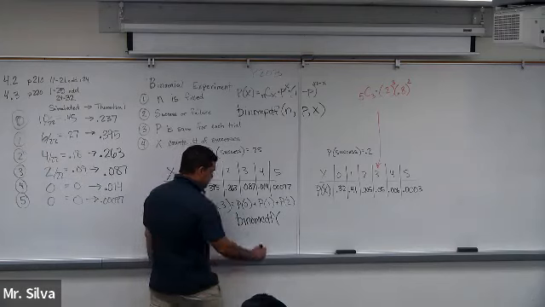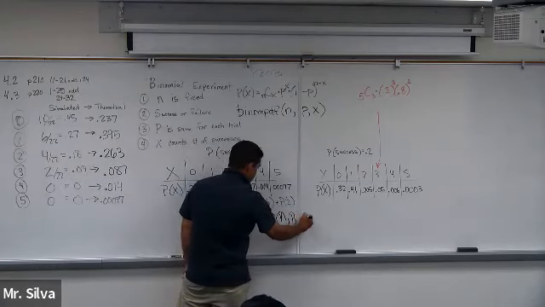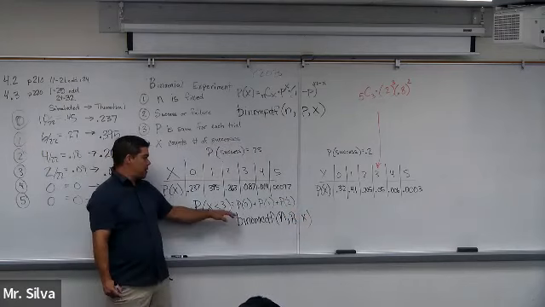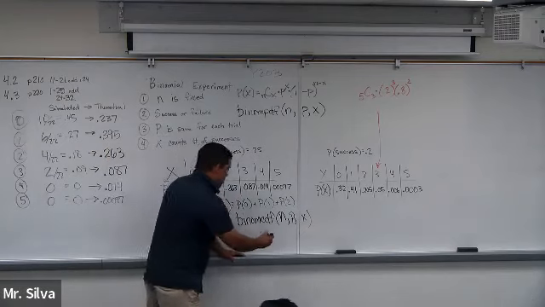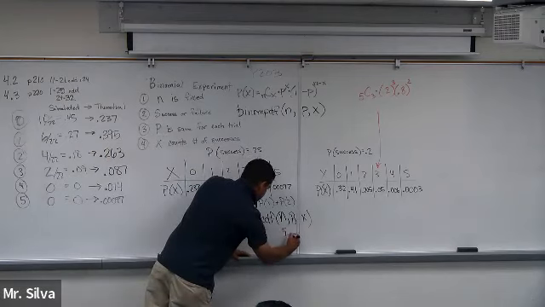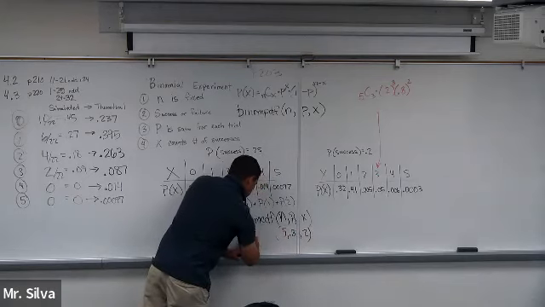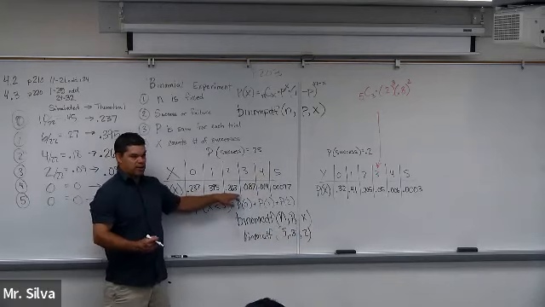So again, I'm going to put in an n, I'm going to put in a p, and I'll put in an x. But what this does, this adds up all of those probabilities together. So if I put in a 5, and a 0.25, and a 2, binomcdf, that will give me all 3 of these probabilities.